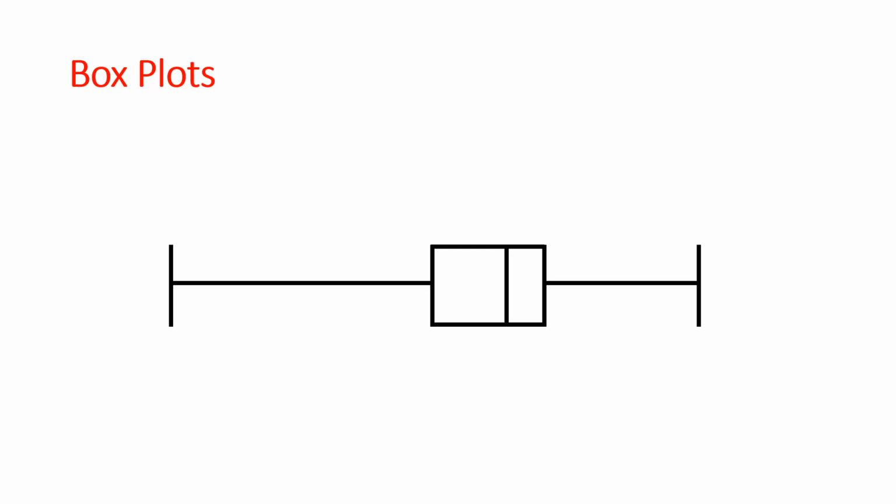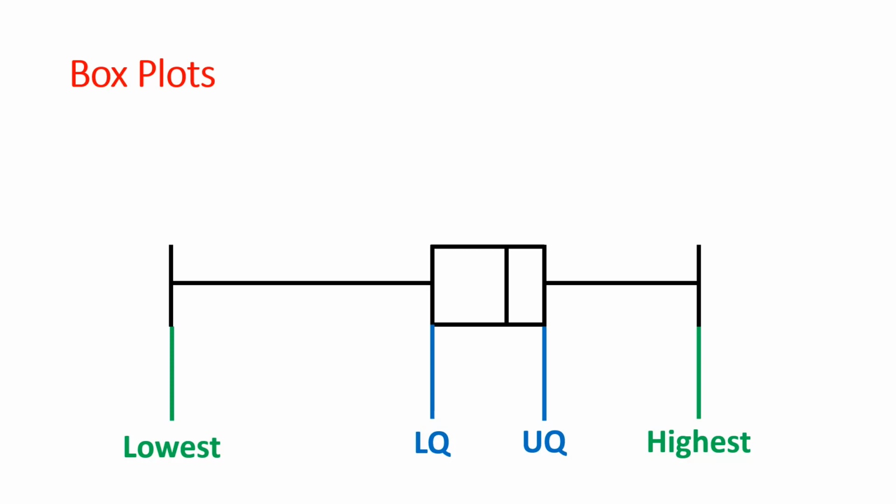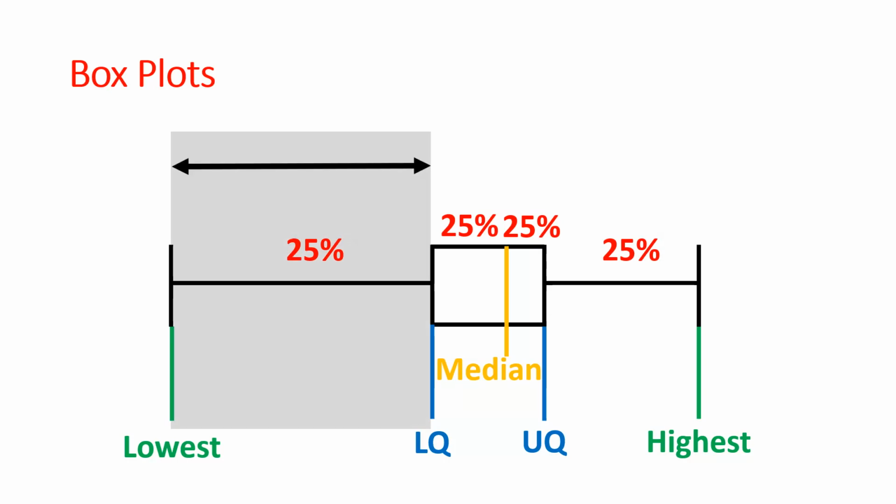Right, let's recap box plots. We have our lowest and our highest values. We have a lower quartile and an upper quartile, and the line in the middle is our median. Now there's 25% of data in each section, a quarter of the data in each section. In this section, 25%. In this section, 25%. So why is this section longer? That's because the data is spread out. The data is all spread out in this section, whereas in the third quarter, the data is really crammed up and close together.